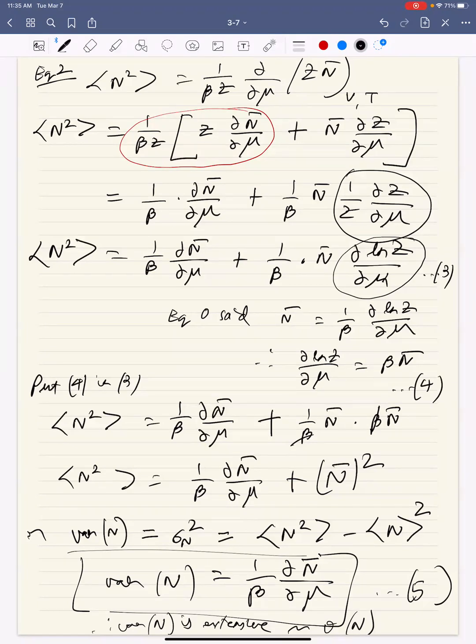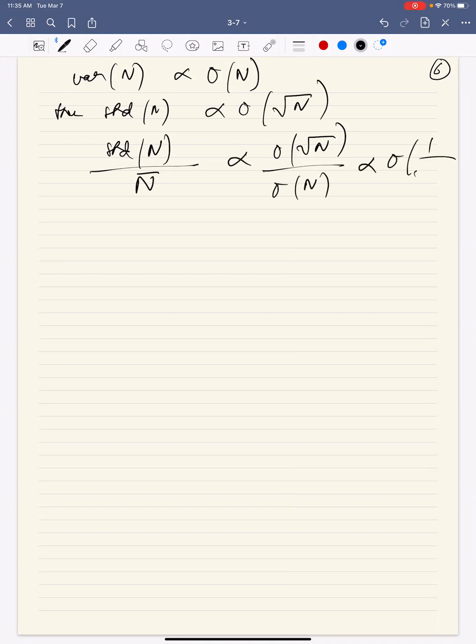If variance of n is extensive, what does it tell us about the standard deviation of n? That is square root of n, right? If variance of n is order of n, then standard deviation of n is order of square root of n. So then standard deviation of n by average value of n is order of square root of n by order of n, or order of 1 over square root of n. So we get the same 1 over square root of n dependence here, okay?